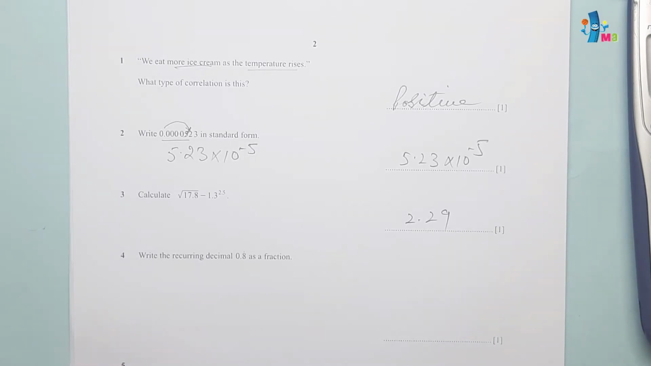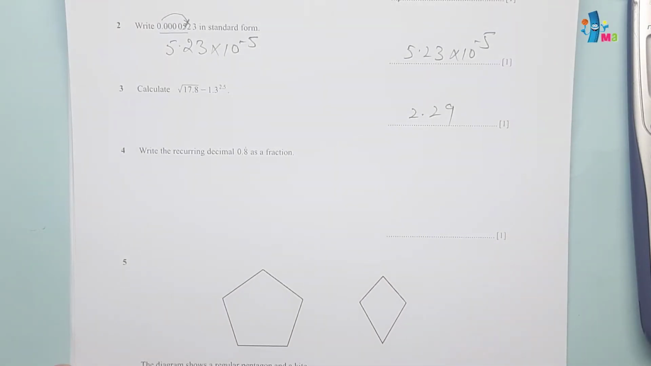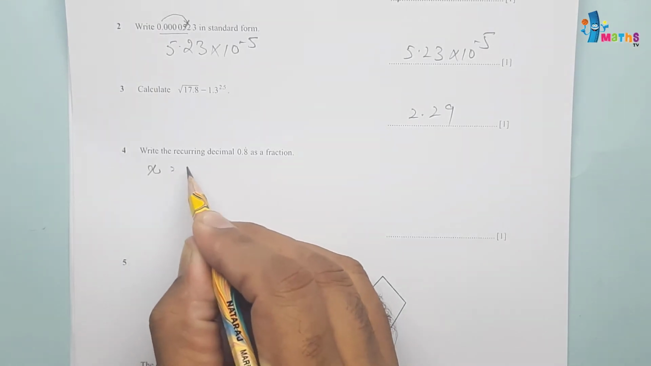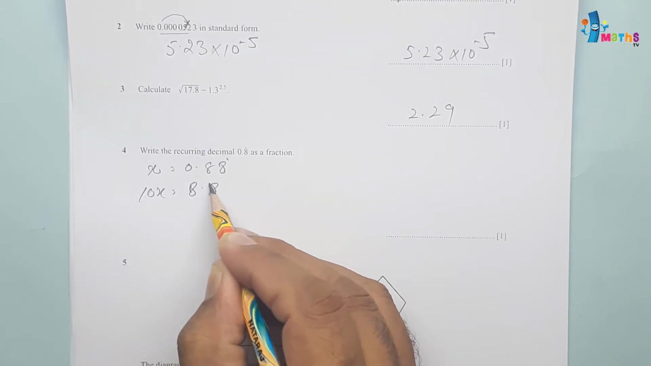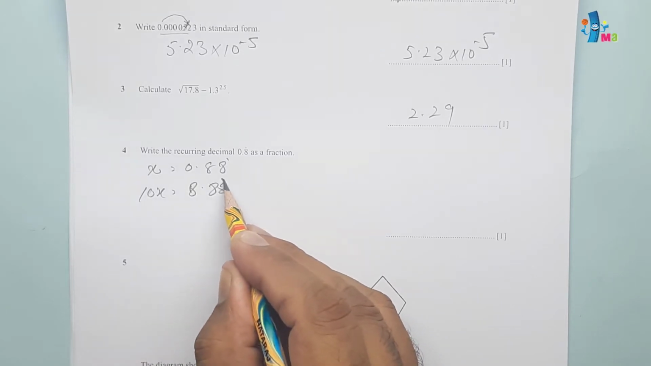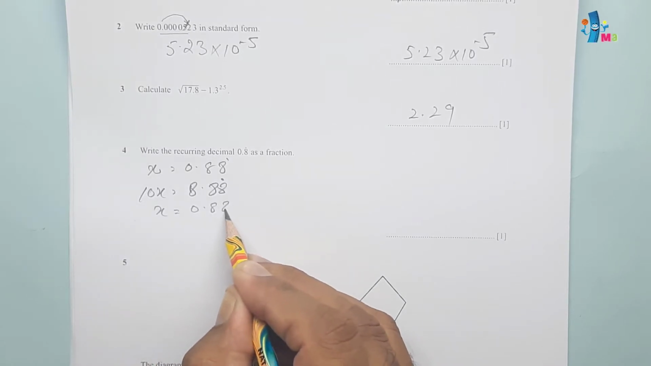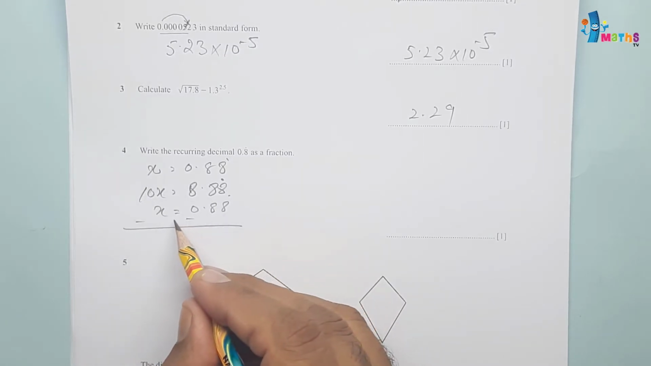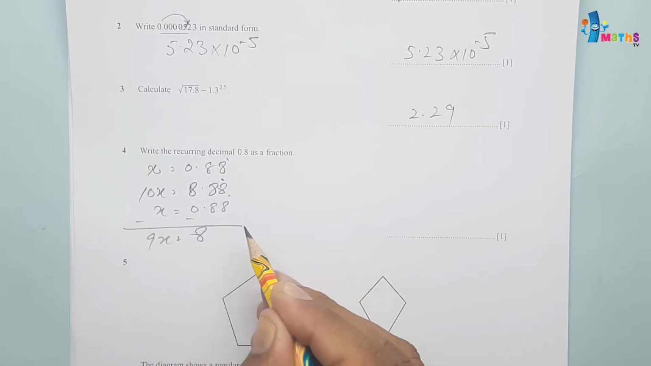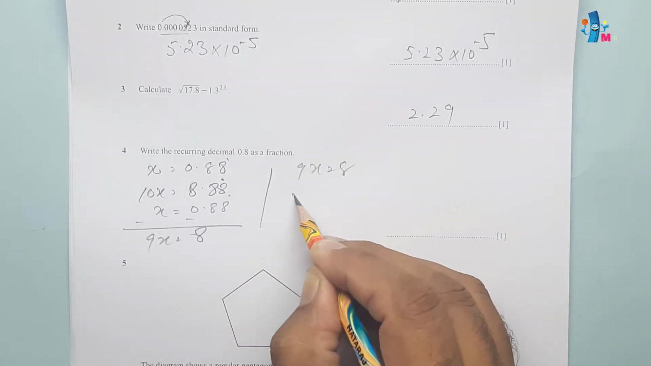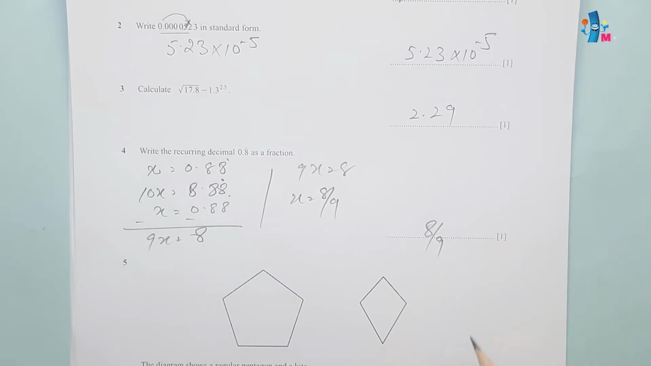Write the recurring decimal 0.8 as a fraction. So we can write x is equal to 0.88 recurring, and then 10x is equal to 8.88 recurring. Then 10x minus x, we can subtract. So this will be 9x equal to 8 only, as the recurring portion is removed, and 9x is equal to 8 means x is equal to 8 over 9. So this will be the answer in the form of a fraction.